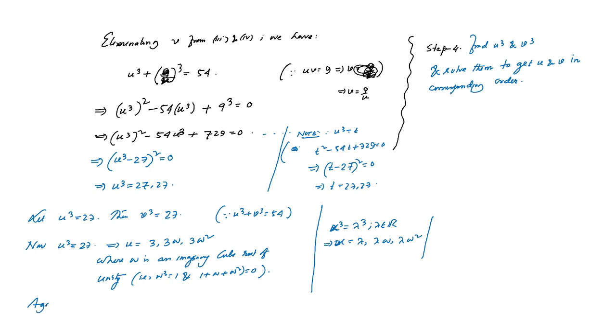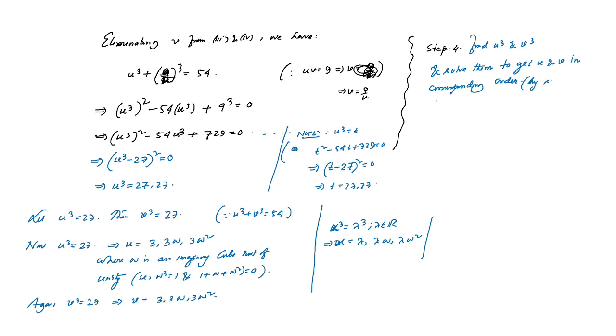Again you will see, what is your v cube? V cube equals to 27. What is the value of v? This is also 3, 3 omega, 3 omega square, where omega is imaginary cube root of unity. Okay. Now we come to the next steps.